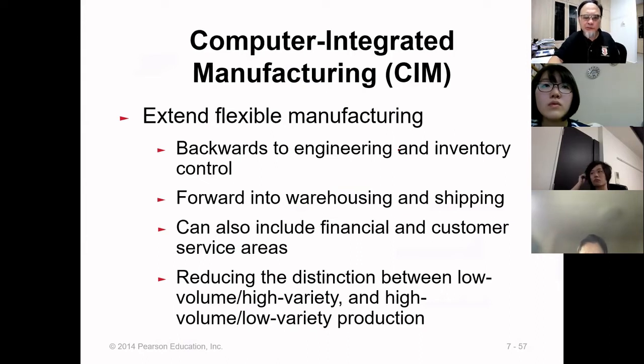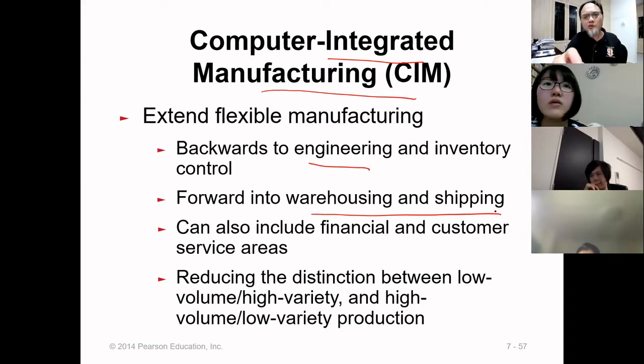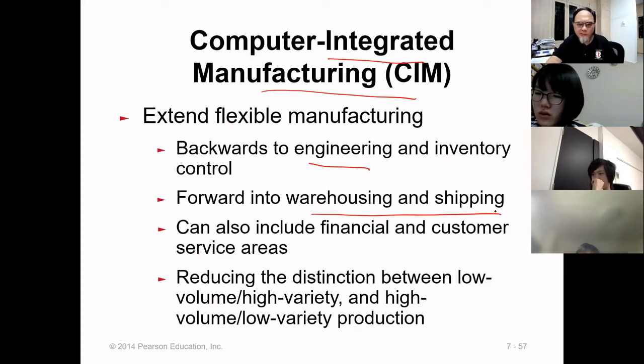CIM is an extended flexible manufacturing, which goes all the way to engineering design and inventory control, and back to design, because it's integrated. Integrated means from engineering to warehousing. It is computer control, that's why it's called computer integrated. From the software, to the location, to the warehousing, it is all connected. I think we are seeing it today. This was a concept 20 years ago, but today we are seeing it being done, for example, by Amazon.com or Alibaba. It's connected through this network of computer systems. It can also include financial and customer service areas, repair services, warranty.